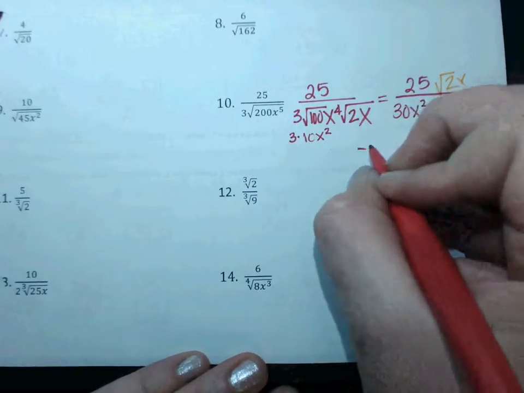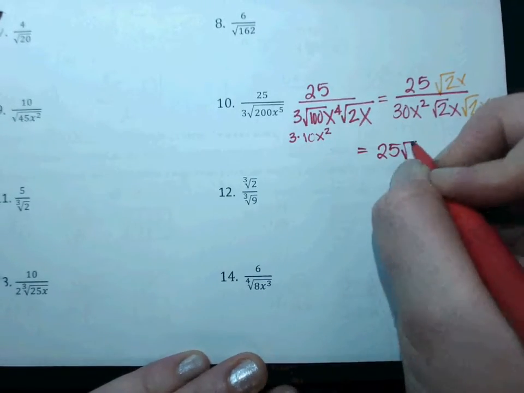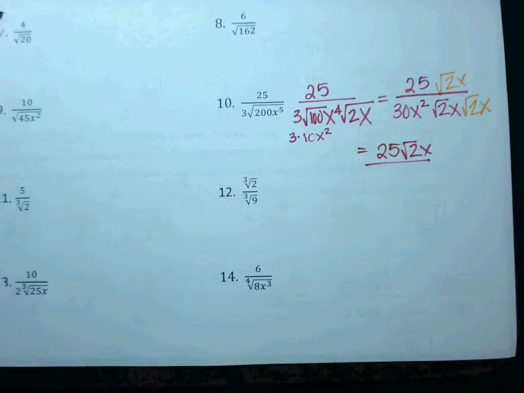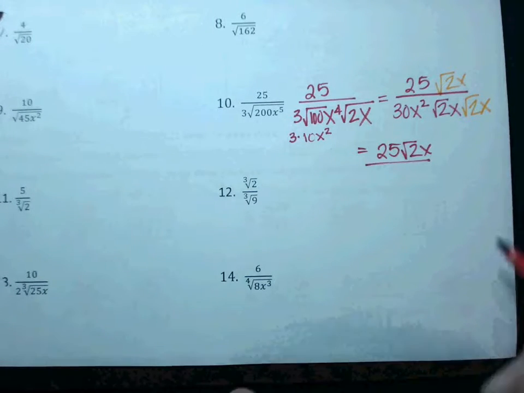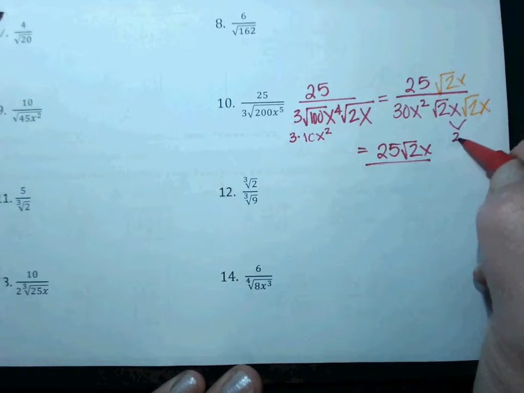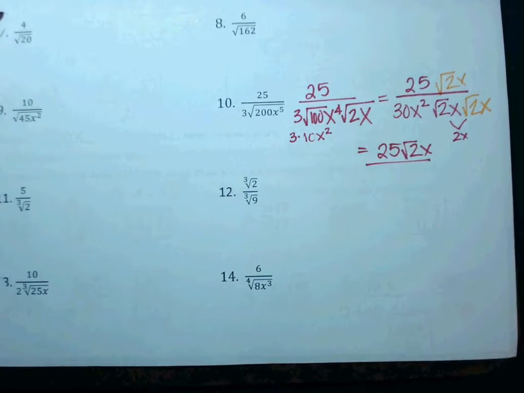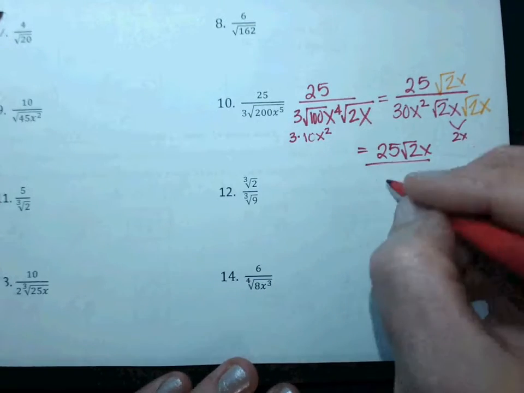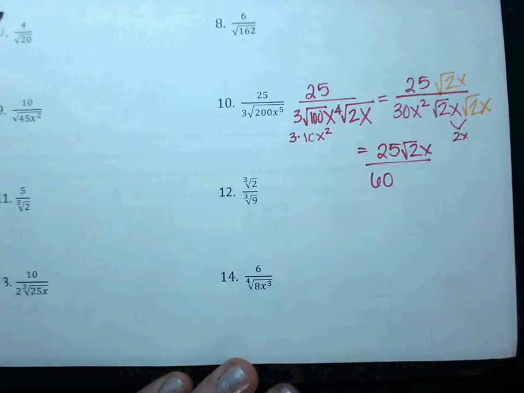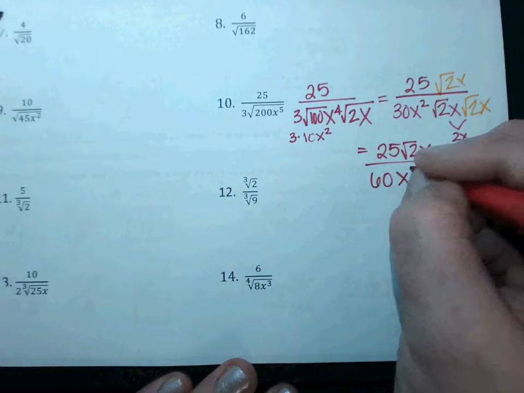On top, I have 25 square root 2x. On bottom, what's root 2x times root 2x? That's really just a 2x. And if I times that by 30x squared, what's the 30 times 2? 60. X to the cubed or third.